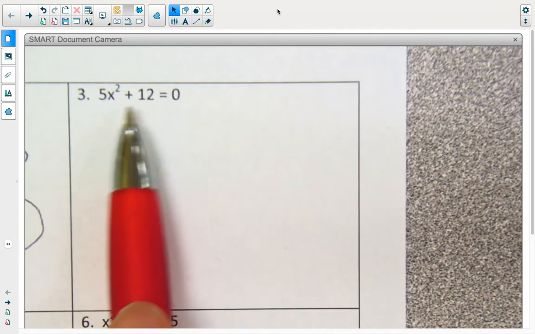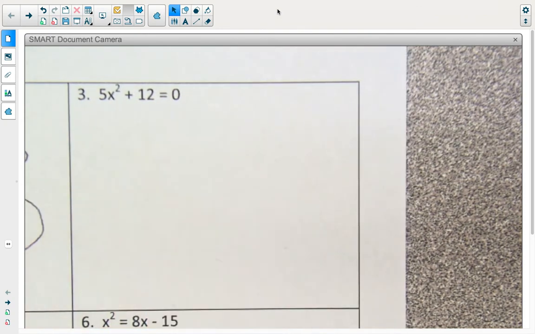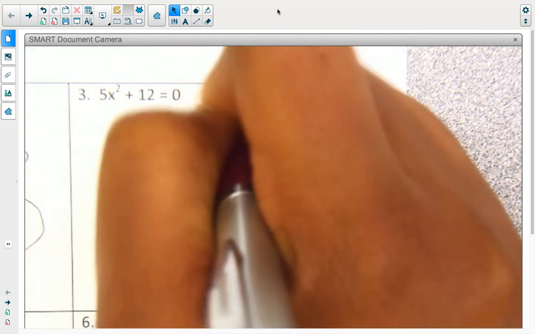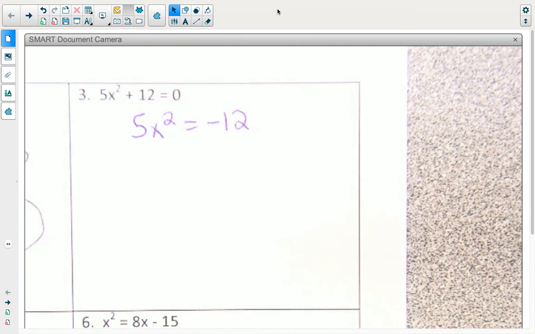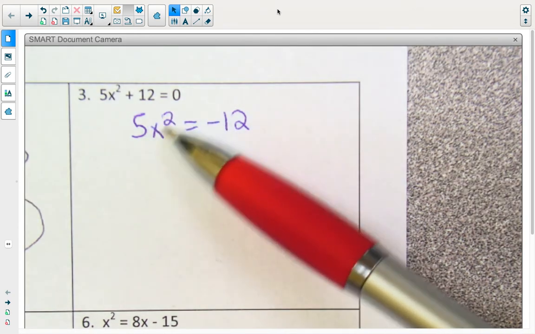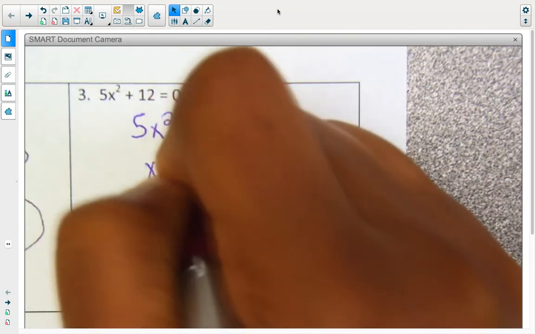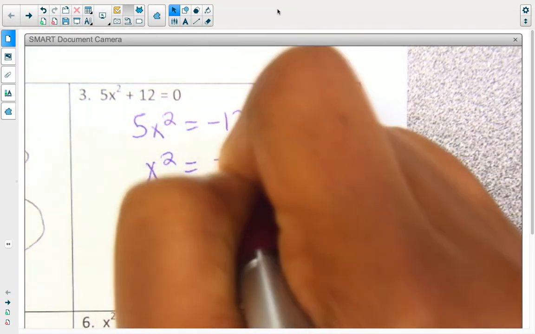So I'm going to subtract 12 from both sides. That gives me 5x squared equals negative 12. I cannot take the square root yet. We got to get the x squared by itself first. So I'm going to divide by 5. That gives me x squared equals negative 12 over 5.